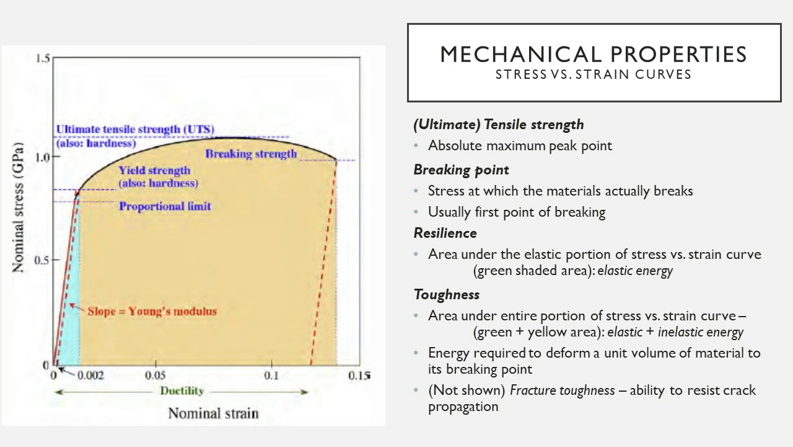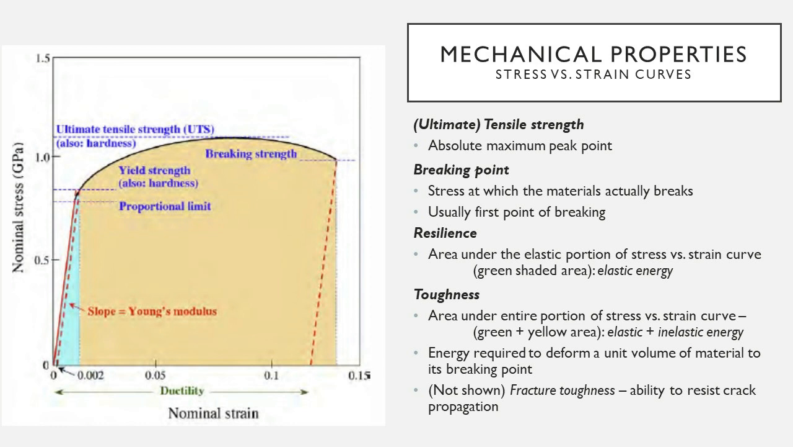Other parameters that are labeled here that we want to talk about are the ultimate or tensile strength of a particular material. That's the absolute maximum peak point on a curve. So you just look for the maximum value, and that's the ultimate tensile strength. There's also the breaking point, which in this case is very often lower than the ultimate tensile strength. It's whatever point it just took to finally break the material.